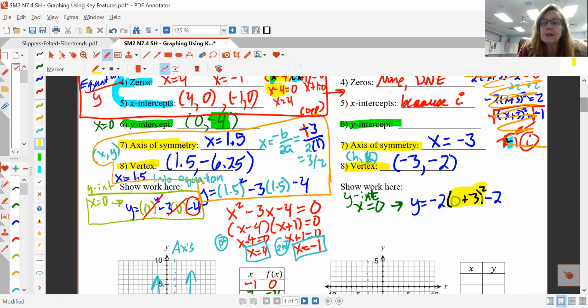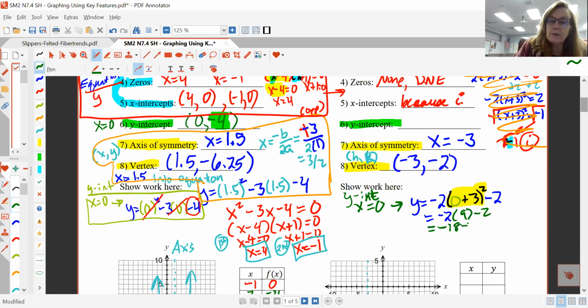So 3 plus 0 is 3. 3 squared is 9, so I have negative 2 times 9, minus 2. So negative 18 minus 2. So I'm getting the point (0, -20).